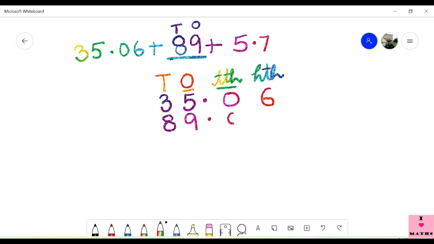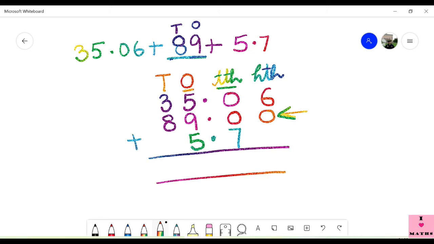And 0.00 we will write, showing that there is no fractional part in 89. 89 is a whole number and there is no fractional part in 89. And after that we will write 5.7 like this, 5.7, and we are going to add the numbers. And where there is no digit, we will put a 0.